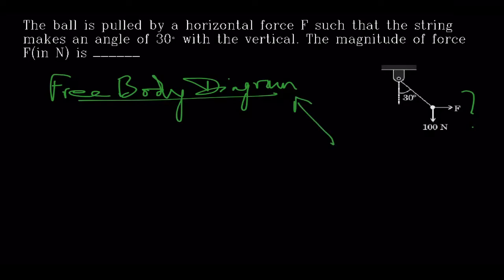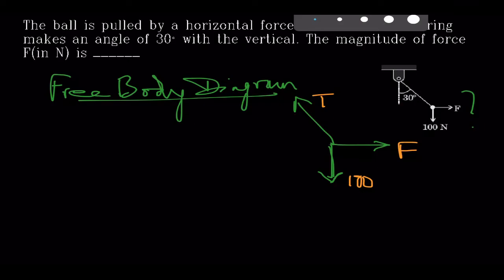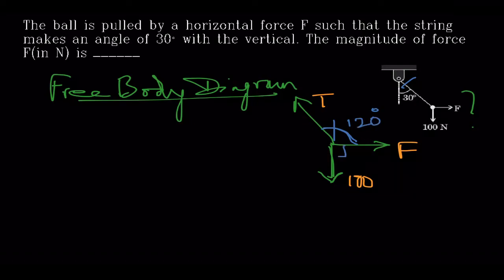There is tension in the thread, which I indicate by letter T, and there is force F, and there is a third force, which is the 100 Newton force. Now let us indicate the angles. Now 30 is there, here the angle is 30, then it must be 30 here. So 30 plus 90 is 120 degrees here. This we know is 90 degrees, and the remaining should be 150 degrees.